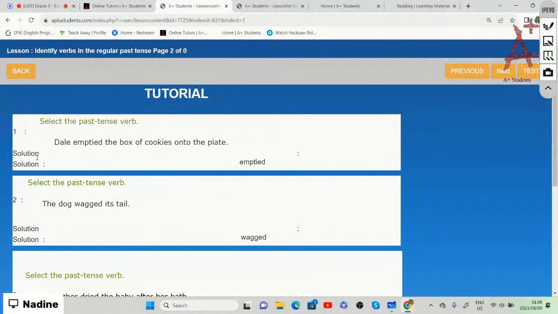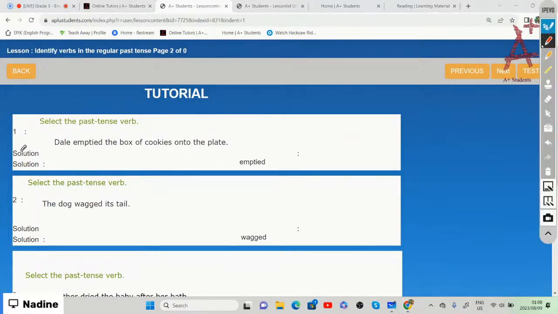All right. Dale emptied the box of cookies onto the plate. We need to select the regular past tense verb. Dale emptied the box of cookies onto the plate. If we are going to select the past tense verb, then we can say he emptied. So emptied is our past tense verb within that sentence.